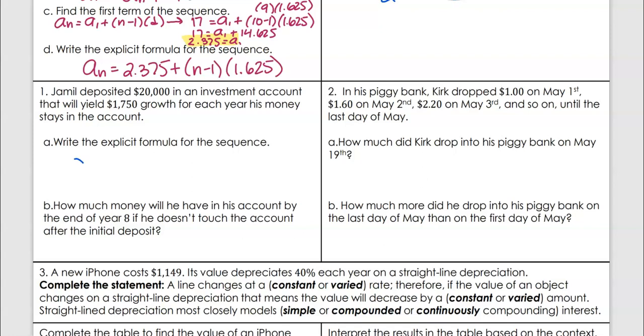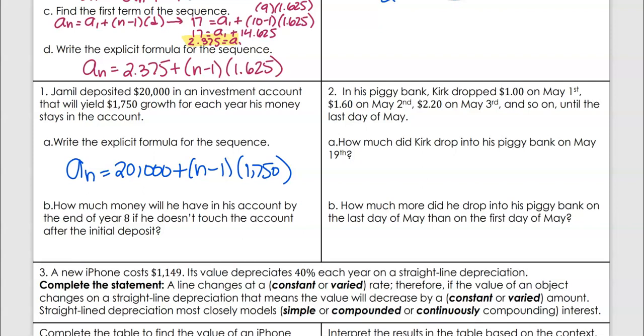Okay, so to find any term in the sequence, what do I need to know? You need to know what you started with. What did you start with? You started with $20,000. We're going to add to that n minus 1 times what was the difference? 1,750. There you go. Yep, the 1750.